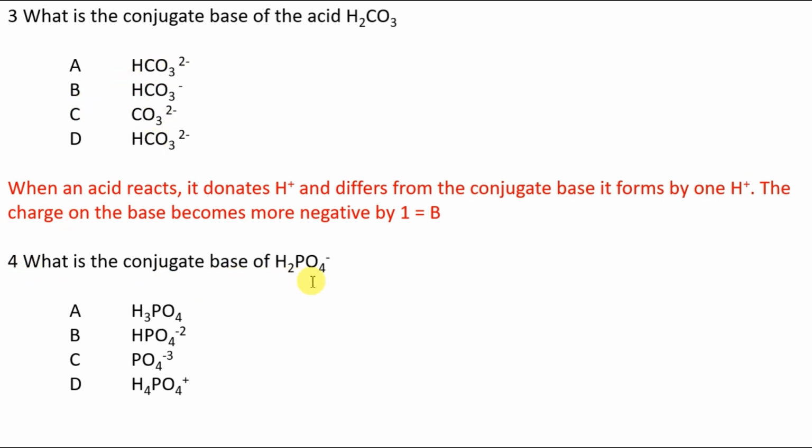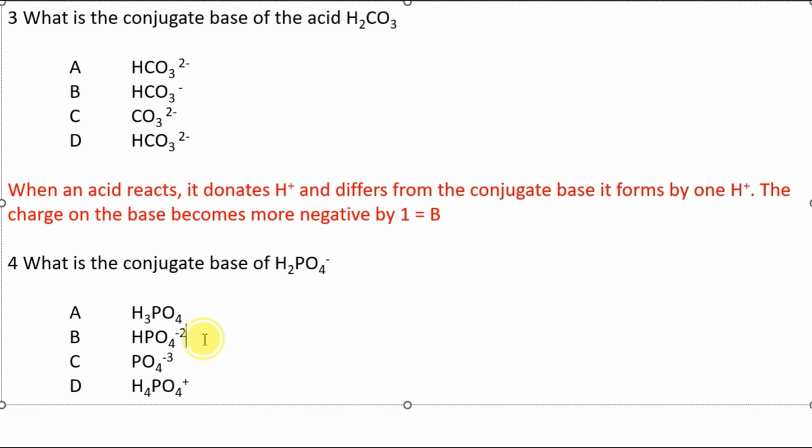And what is the conjugate base of H2PO4-? The conjugate base will have 1 hydrogen less, and the negative charge increases by 1, and that takes us to B.